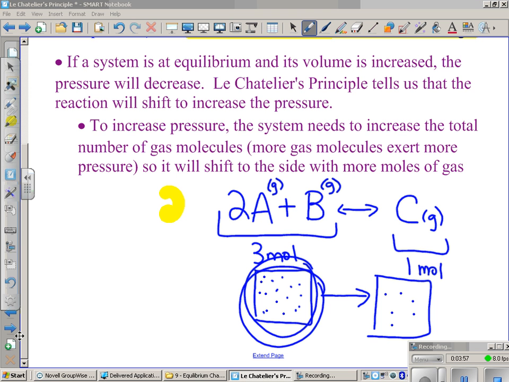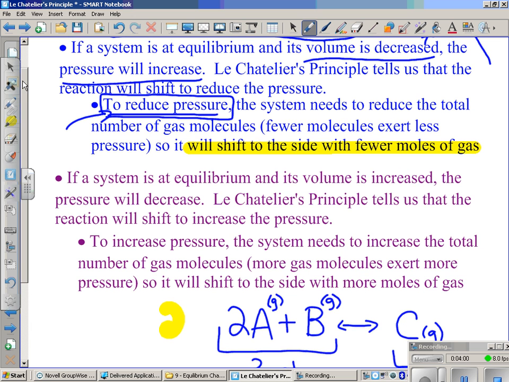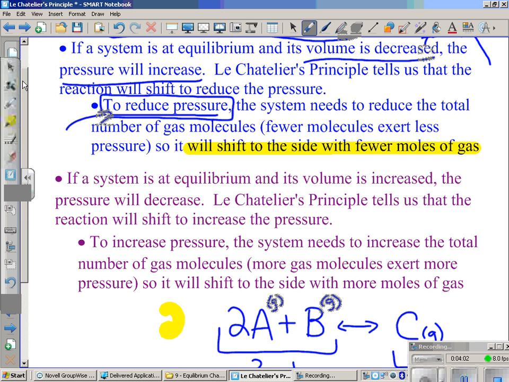So again, if the pressure is too high, then the system needs to shift to reduce the pressure. So it shifts to the side with fewer moles of gas.